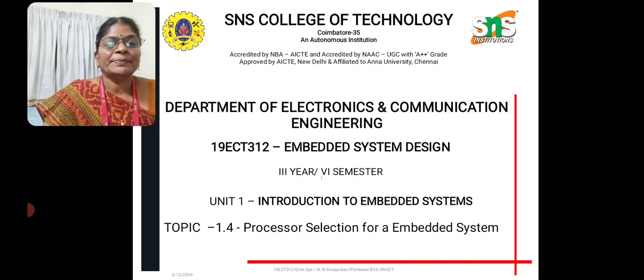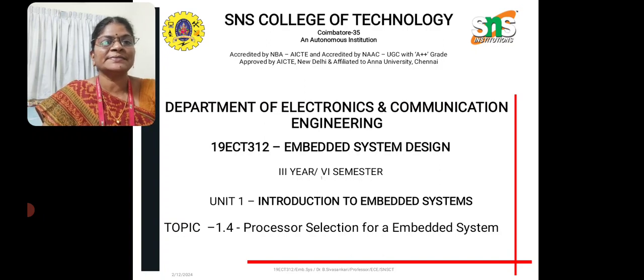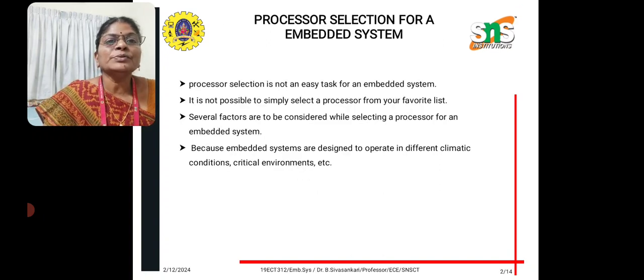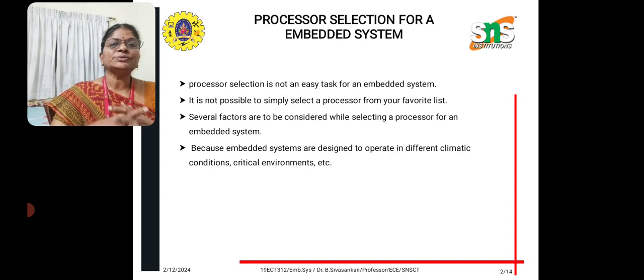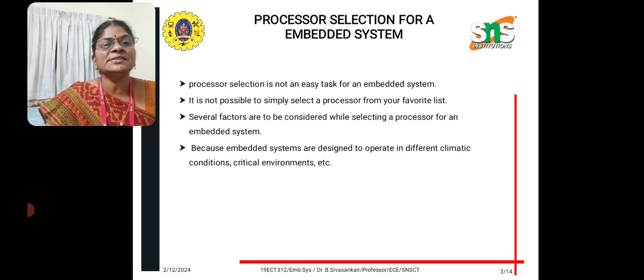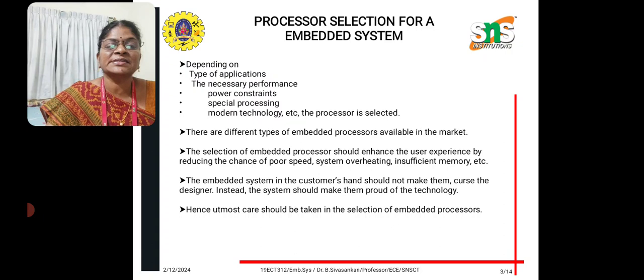Our fourth topic is processor selection for an embedded system. Processor selection is not an easy task for an embedded system. It is not possible to simply select a processor from your favorite list. Several factors ought to be considered when selecting a processor for an embedded system, because embedded systems are designed to operate in different climatic conditions and critical environments, etc.